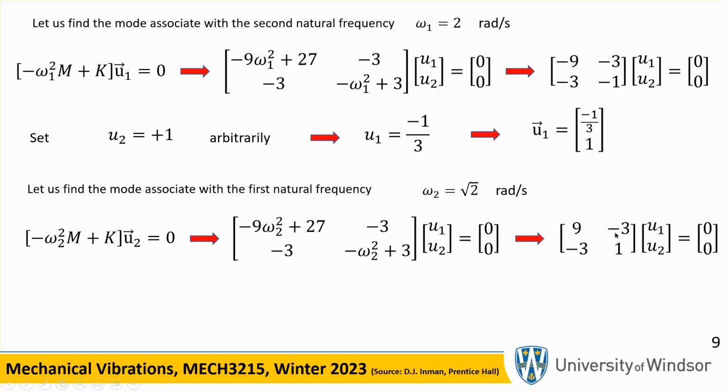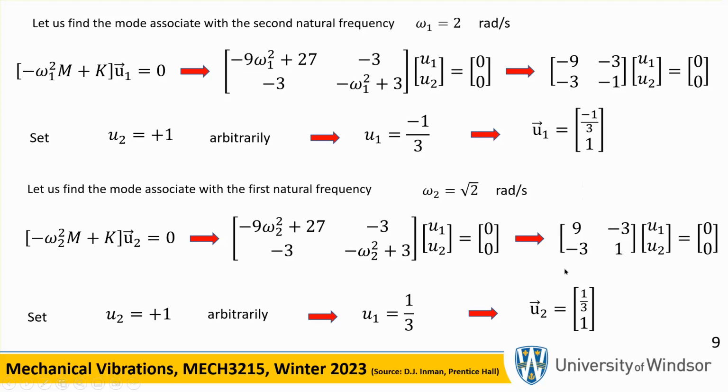patiently. And once again, it looks like we have 2 equations, 2 unknowns, and that is not the case. We have 1 equation and 2 unknowns. And once again, patiently, U2 equal to plus 1. You can use something else if you want, it doesn't matter. And that's going to give you the corresponding value of U1.